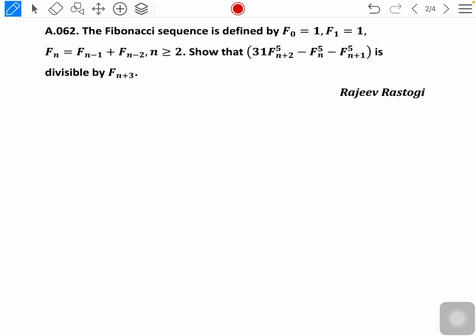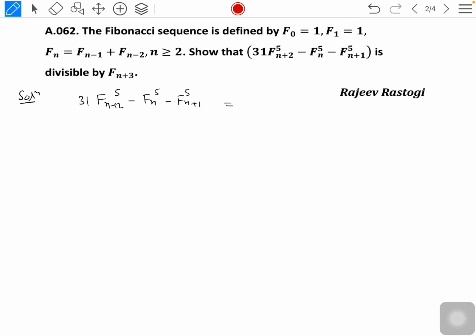Now you have to show that 31 f(n+2)^5 minus f(n)^5 minus f(n+1)^5 is divisible by f(n+3). Okay, so what can I write? The given expression is 31 times f(n+2)^5 minus f(n)^5 minus f(n+1)^5.